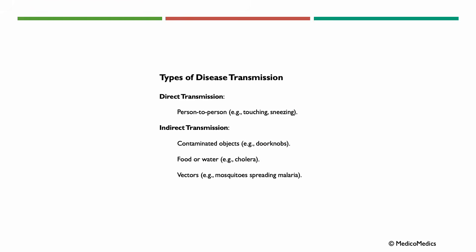Now, types of disease transmission. So we have direct transmission. This is person to person, like touching or sneezing. Indirect transmission, so contaminated objects like doorknobs, or food or water like cholera. Vectors like mosquitoes spreading malaria.